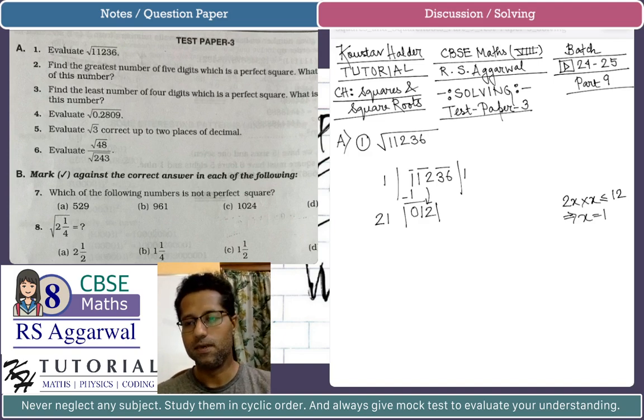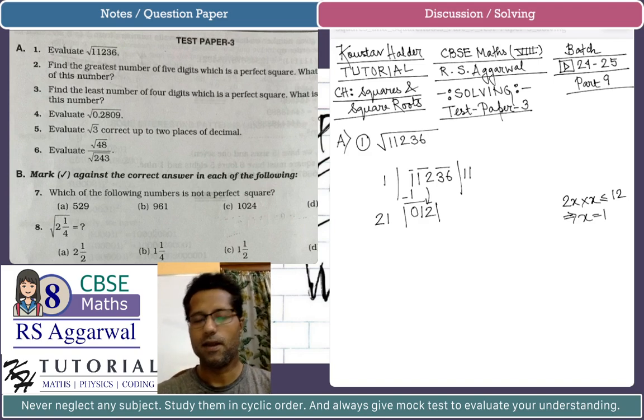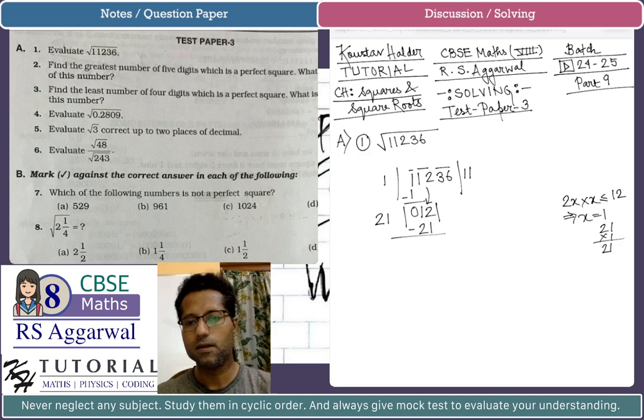1 will also be added to the quotient, and 21 multiplied by 1 is obviously 21. So we have 21, which will be subtracted from the current dividend.